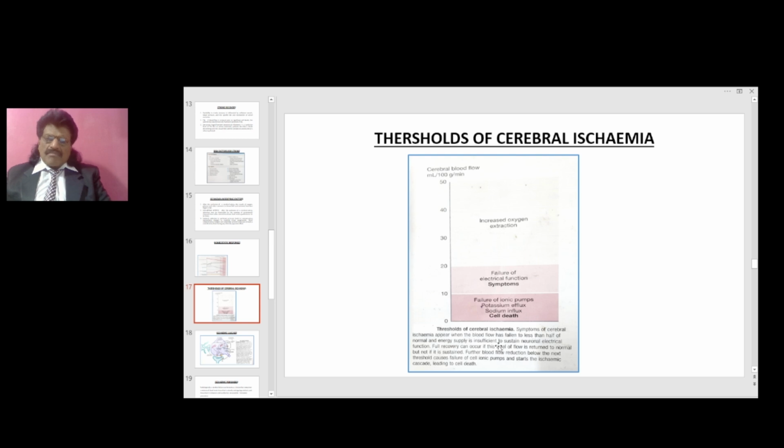Symptoms of cerebral ischemia appear when the blood flow has fallen to less than half of the normal and energy supply is insufficient to sustain neuronal electrical function. Full recovery occurs if this level of flow is returned to normal, but not if it is sustained. Further blood flow reduction below the next threshold causes failure of the ionic pumps and starts the ischemic cascade, leading to cell death. So now we shall see what the ischemic cascade is.